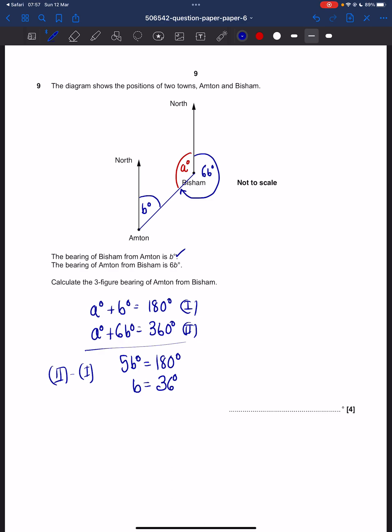So we want the 3-figure bearing of Ampton from Bisham. So the actual answer is 6 times 36. It's got to go around there. It's 216 degrees. Six B is the answer.